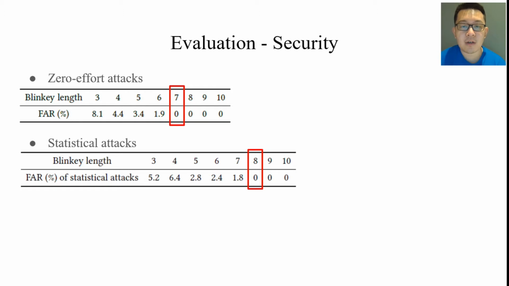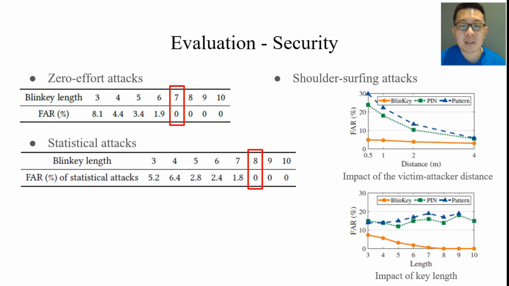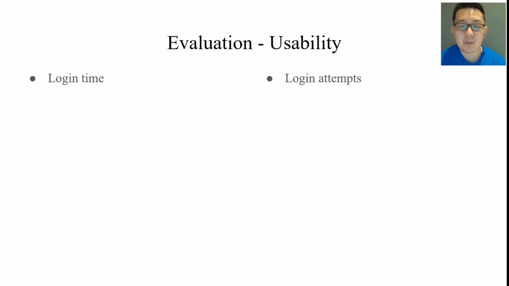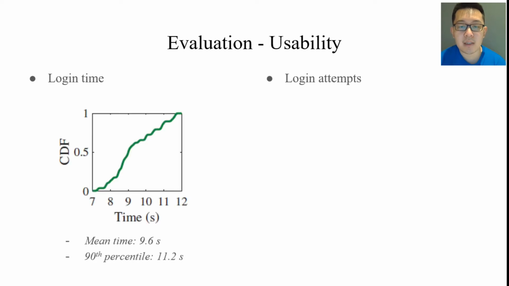Blinkey achieves low FAR against these 2 types of attacks. Especially, the FAR drops to 0 as the Blinkey length reaches 7 and 8 respectively. In shoulder surfing attacks, where the attacker observes the user entering the key, Blinkey presents much better security than PIN and pattern lock do. For credential-aware attacks, where the attacker knows the complete information, Blinkey remains highly secure while conventional schemes become vulnerable.